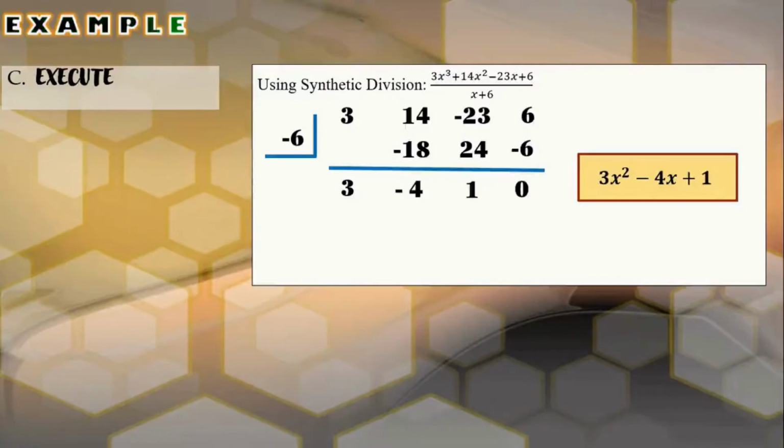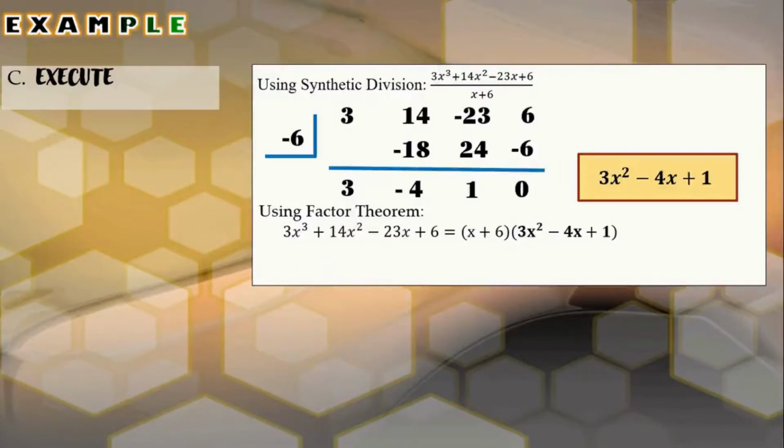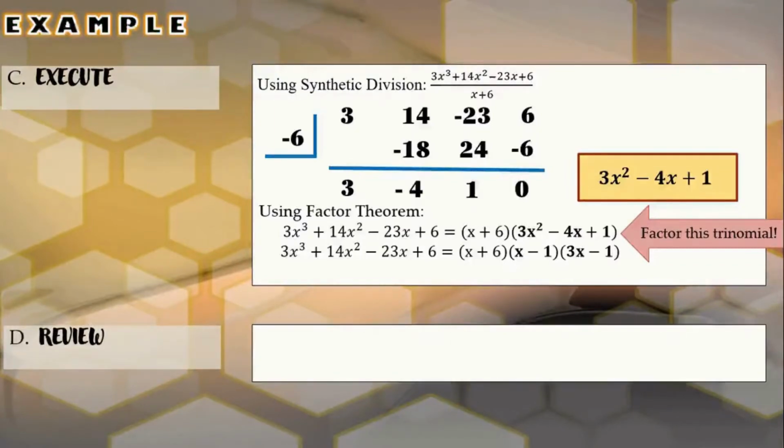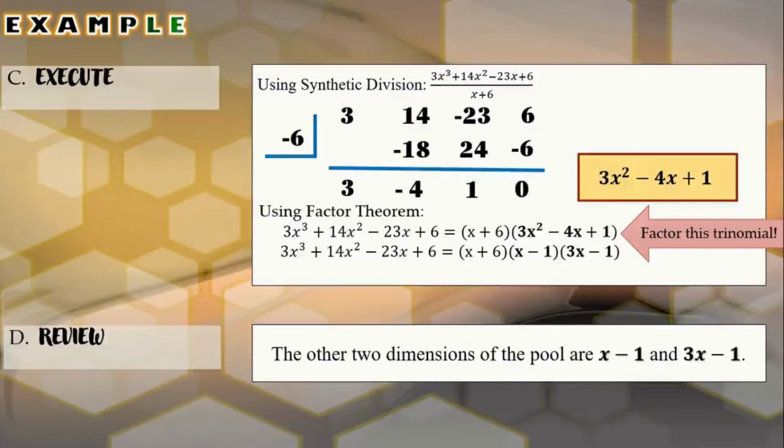Now, hindi pa tayo tapos. Okay? So, using the factor theorem, we have to factor now this trinomial. So, i-factor natin si 3x squared minus 4x plus 1 to get the two dimensions. So, kapag finactor natin sila, that would be x minus 1 and 3x minus 1. And to review, the other two dimensions of the pool are x minus 1 and 3x minus 1.